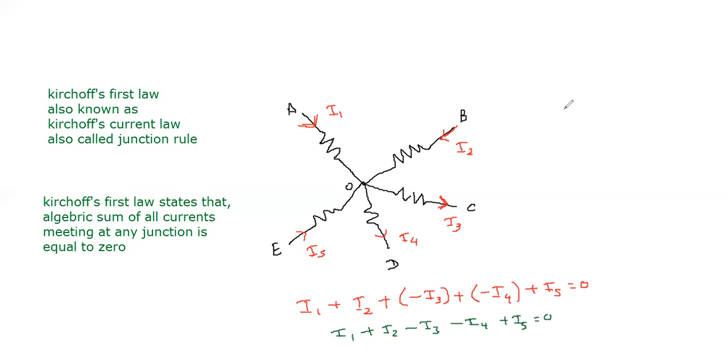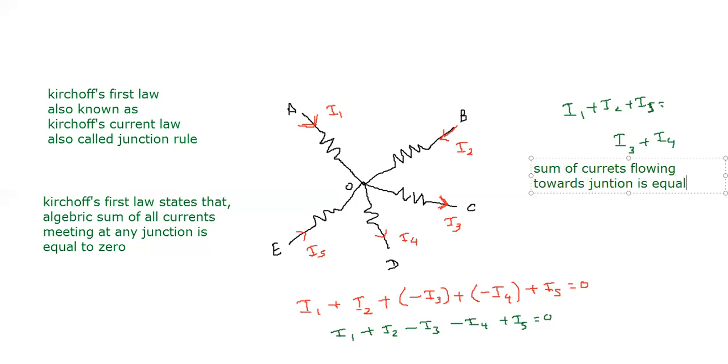Again rearranging properly, what are we getting? I1 plus I2 plus I5 is equal to I3 plus I4. Clear? So these are the currents. Sum of currents flowing towards the junction is equal to the sum of currents flowing away from the junction.